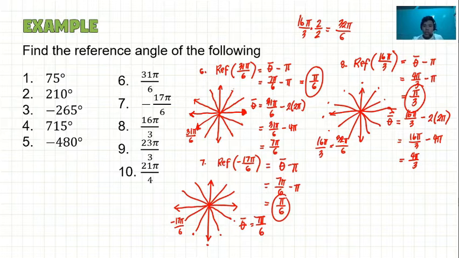Okay, now let's have number 9. Okay, for number 9, we have 23 pi over 3.